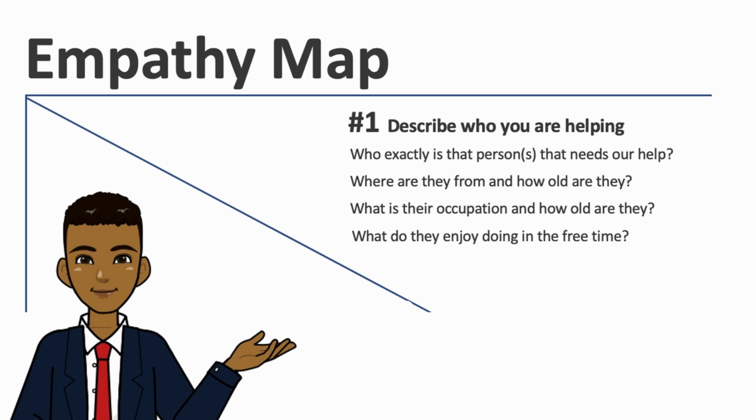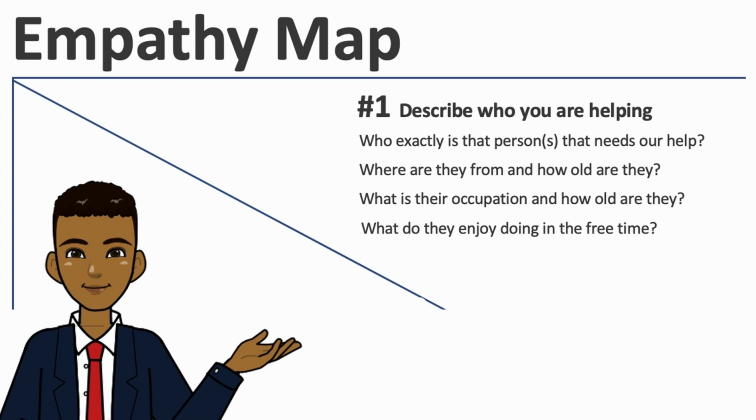So the first question reads as follows: who exactly is that person or persons that need our help? So who are we talking to? You need to describe them. Where are they from? Where are they living? How old are they? What work do they do? How long do they work?